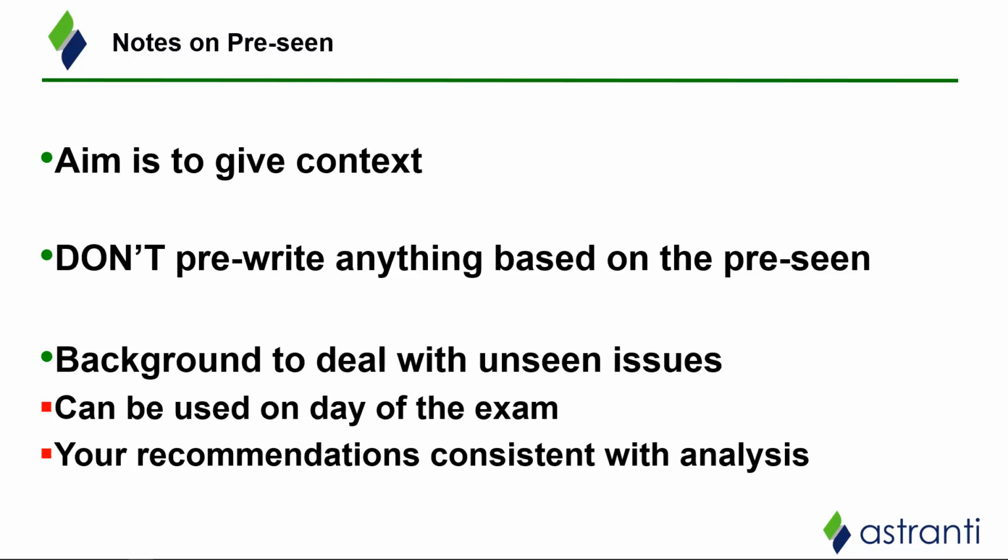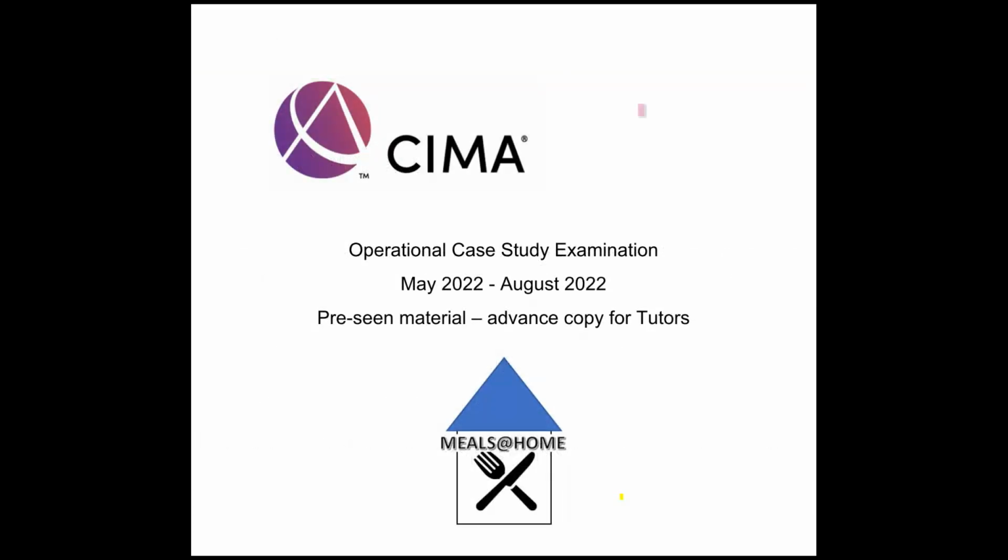Now I'm going to dive straight into the pre-seen analysis, starting with an introduction, and then we're going to be looking at your role section of the exam. So here we are. This is the OCR case study for the May 2022 and August 2022 sittings. And the pre-seen company, you may already know, is called Meals at Home, and they are a meal kit producing company. And what that is, we will get into in a bit more detail later on in the analysis.